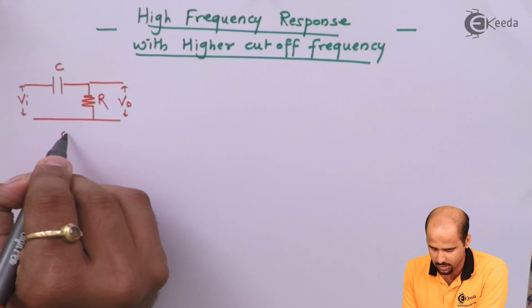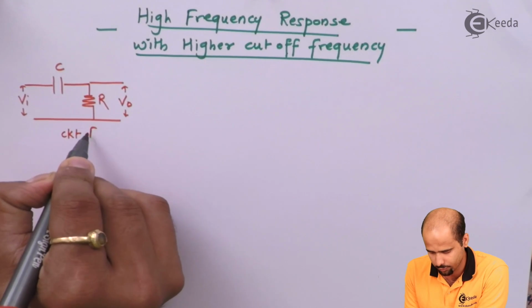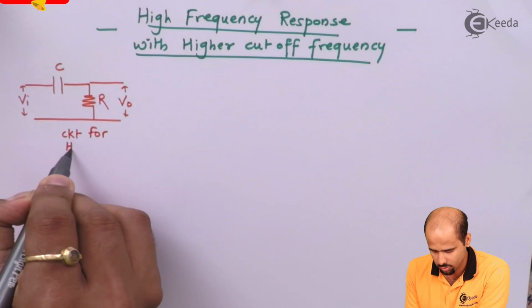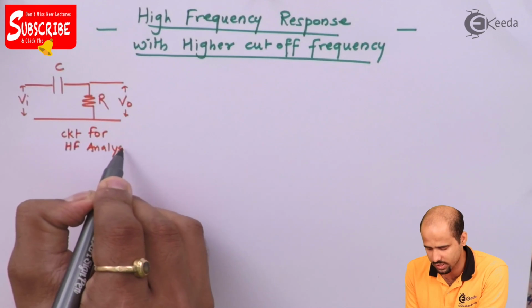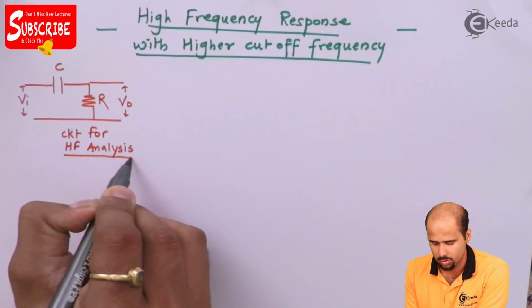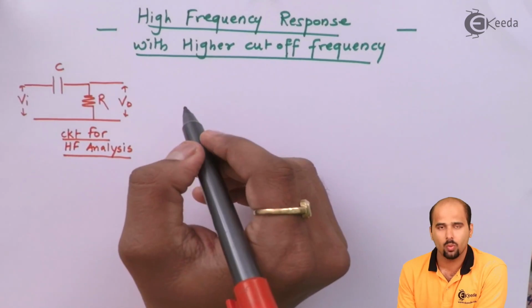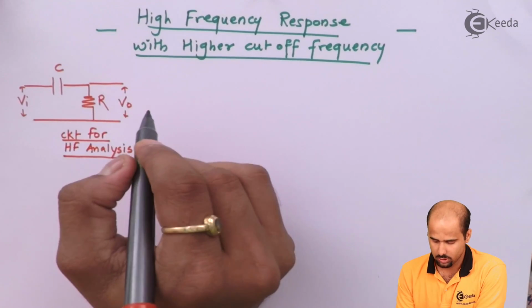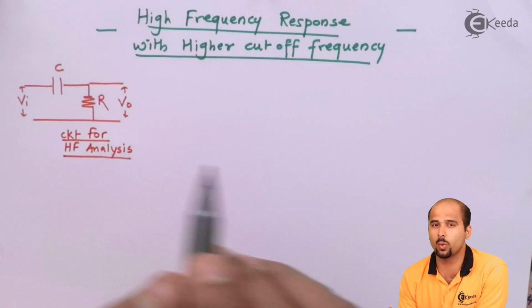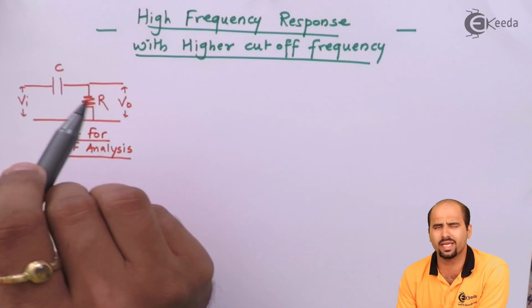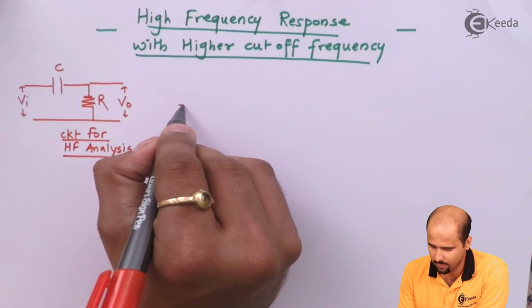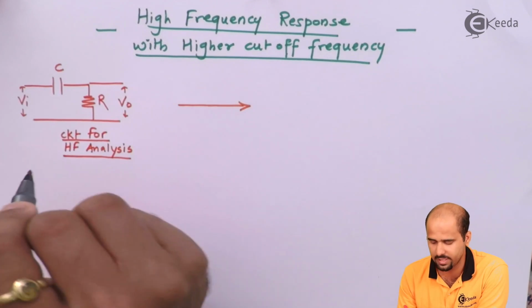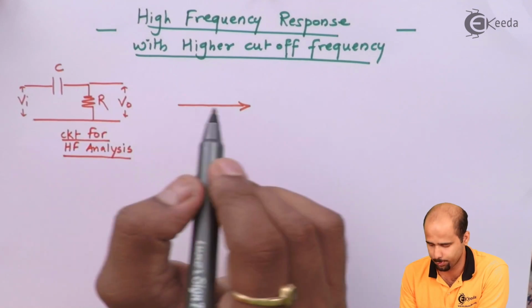So we will say that this is the circuit for HF analysis, that is, high frequency analysis. Now I want the analysis in terms of frequency along with the gain, or gain with respect to frequency. So first of all, we'll have to convert this complete circuit into the frequency domain.